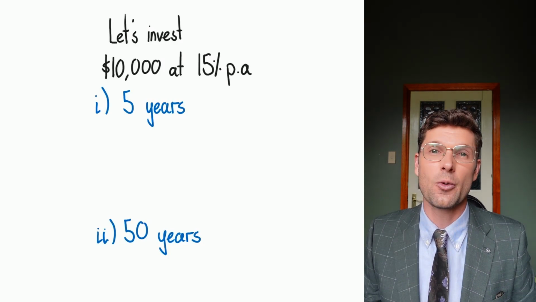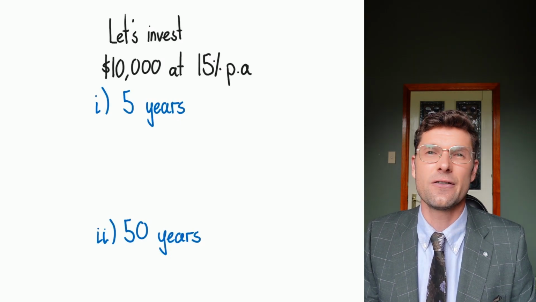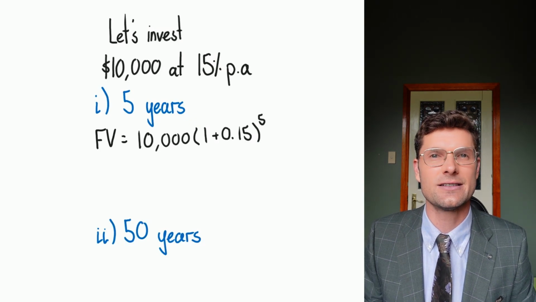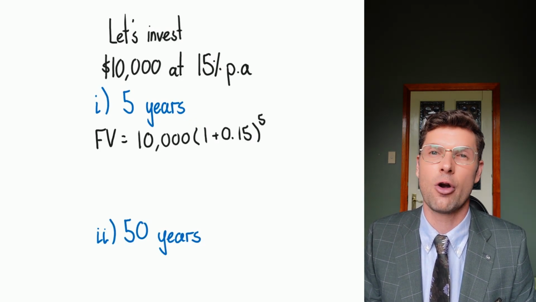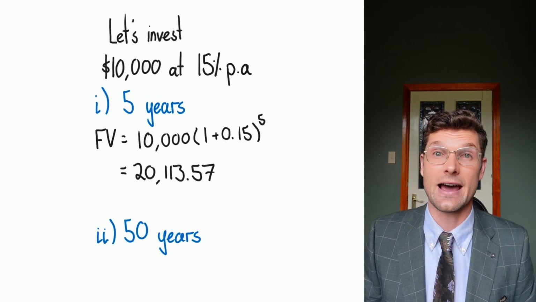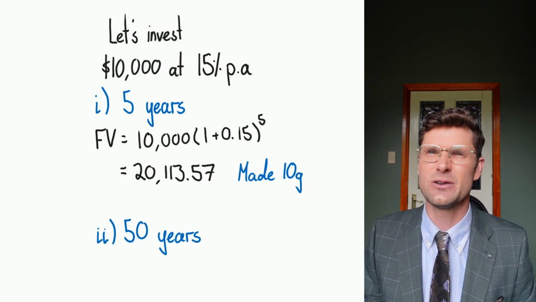So we're going to invest the same amount of money for this example for 5 years and for 50 years. So to find out our future value after 5 years, we just have to do the future value is equal to 10,000 bracket 1 plus 0.15 or 15% to the power of n. This is equal to $20,113. So we made about 10 grand in 5 years, which is unbelievable.